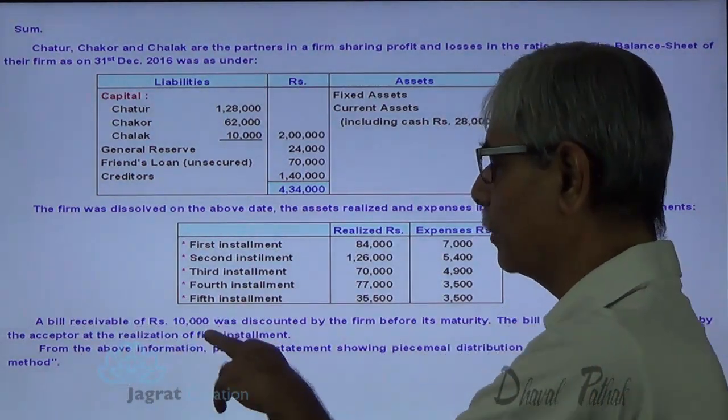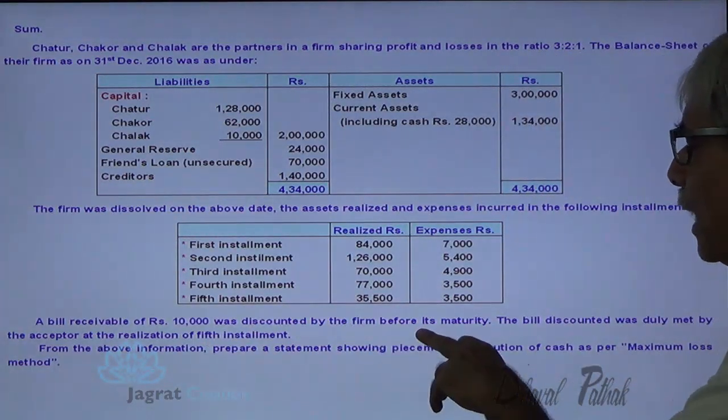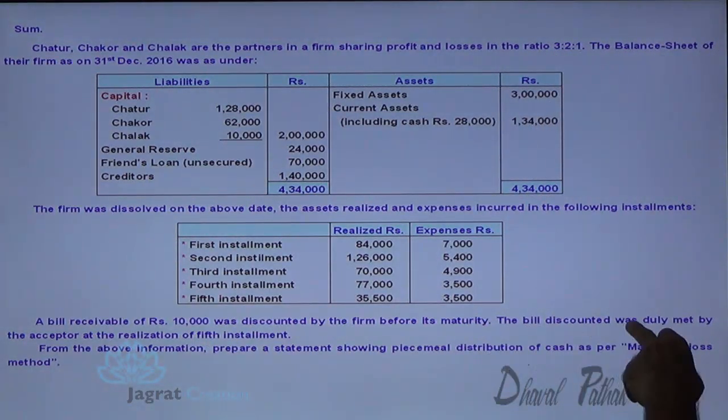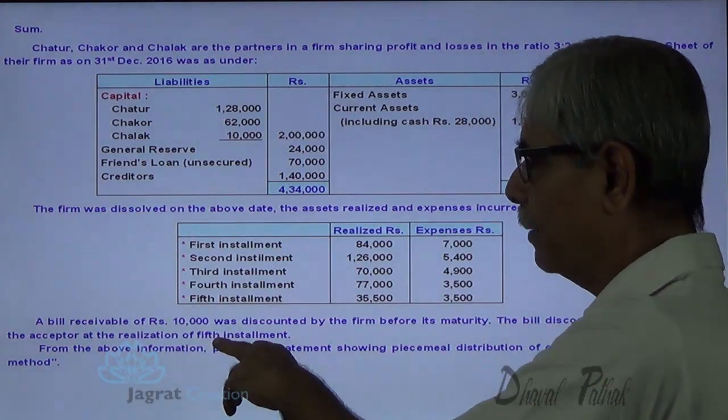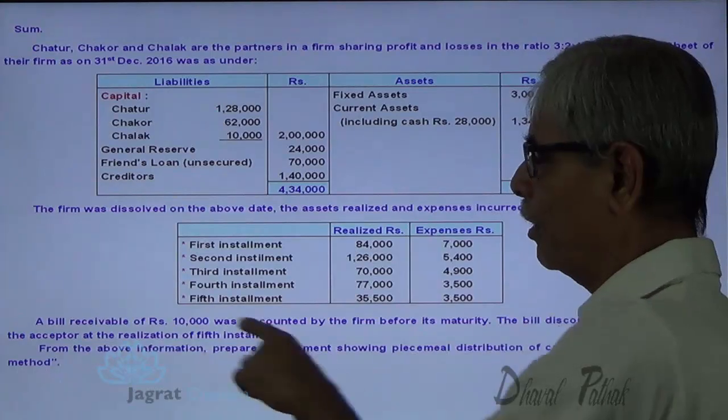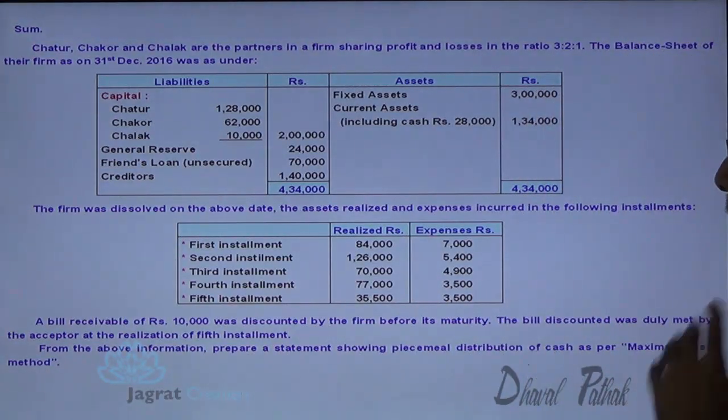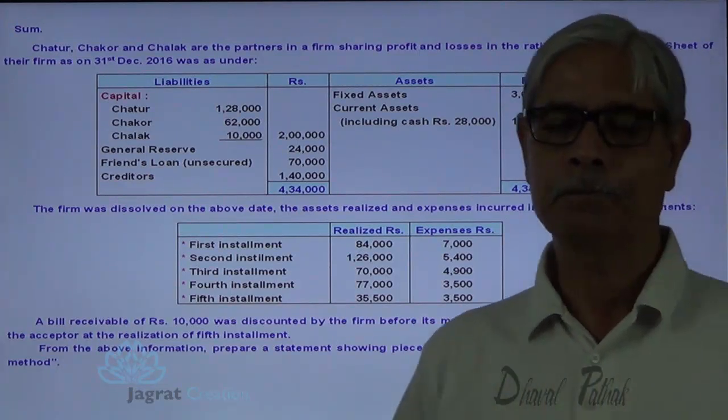A bill receivable of 10,000 was discounted by the firm before its maturity. The bill discounted was duly met by the acceptor at the time of realization of fifth installment. From the above information, prepare a statement showing piecemeal distribution of cash as per the maximum loss method.